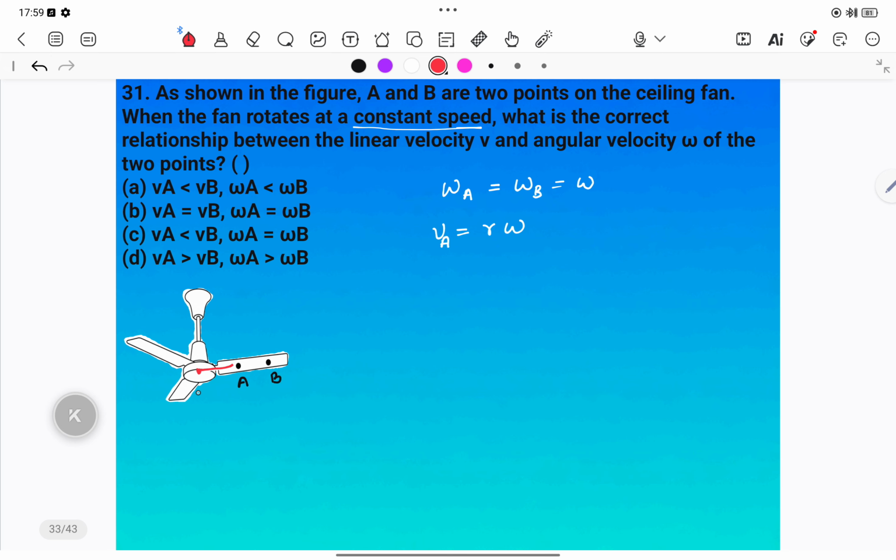This distance is RA and this distance is RB. Since RB is greater than RA, and velocity at point B is RB into omega, that means velocity at point B will be greater than velocity at point A. So according to this, omega A will be equal to omega B and VB is greater than VA. So option C is correct.